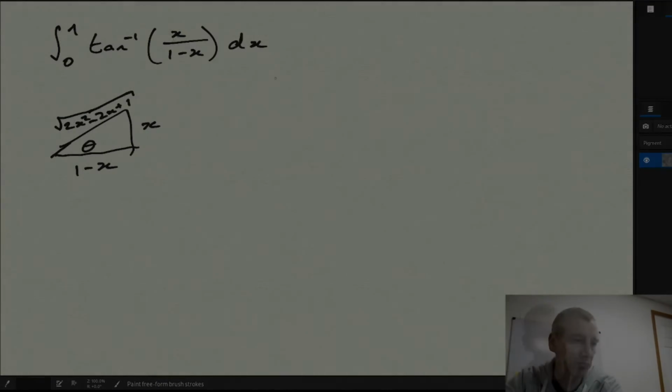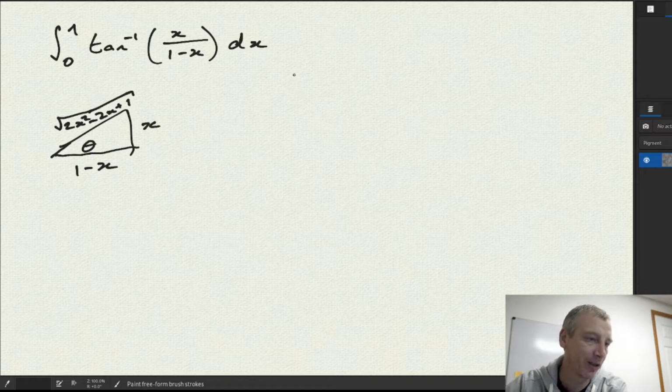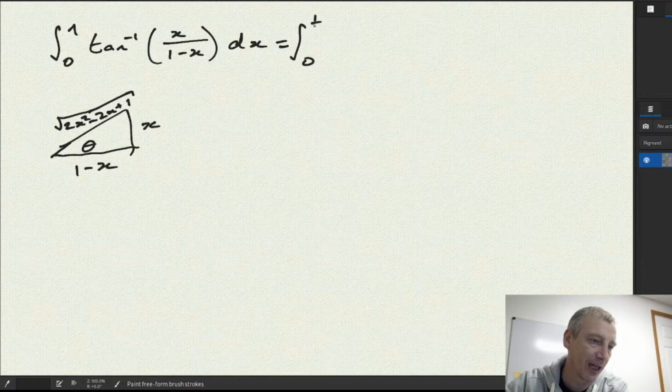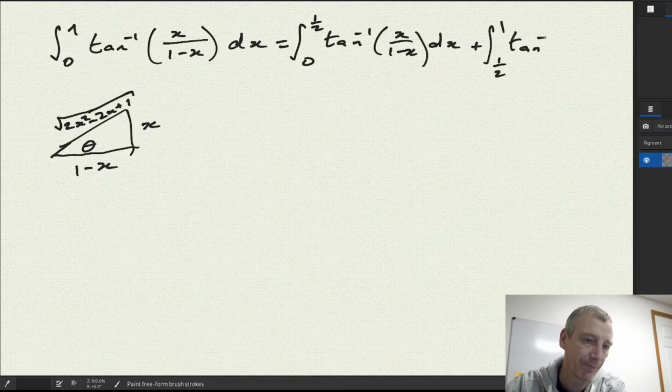But often on this type of problem, where you have an x and a 1 minus x and you're going from 0 to 1, if you look at the first half and the second half, there's some kind of symmetry. So if we split this into an integral from 0 to a half of tan inverse x over 1 minus x dx plus the integral from a half to 1, we can clearly do that. Tan inverse x over 1 minus x dx.